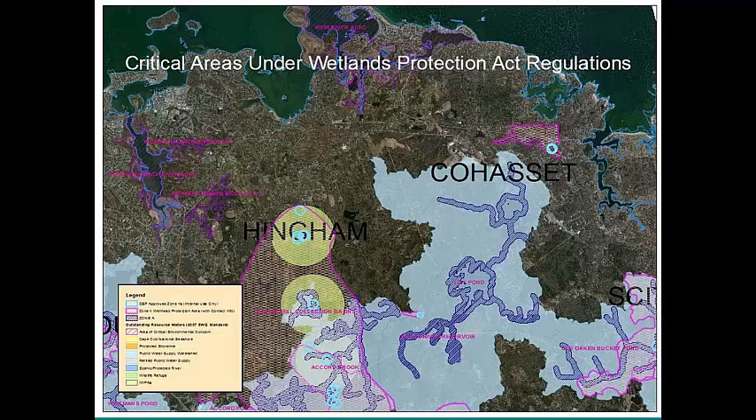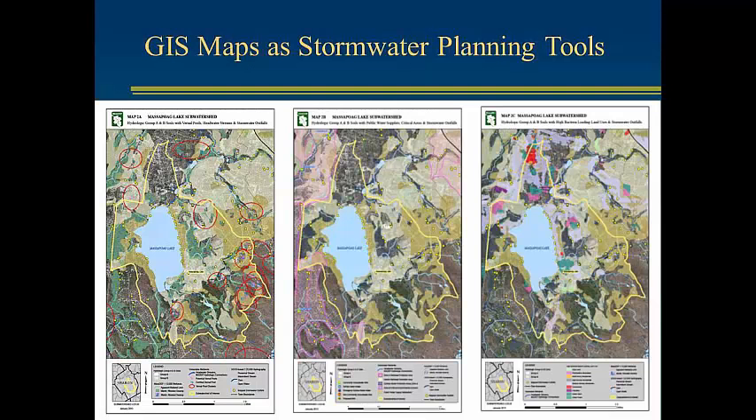GIS data layers for all the critical areas defined under the Wetlands Protection Act and associated regulations can be downloaded from MassGIS. The next three segments of this presentation will address how graphic layers, critical area data, and other relevant information can be incorporated into the GIS maps to design stormwater management planning tools for your community.